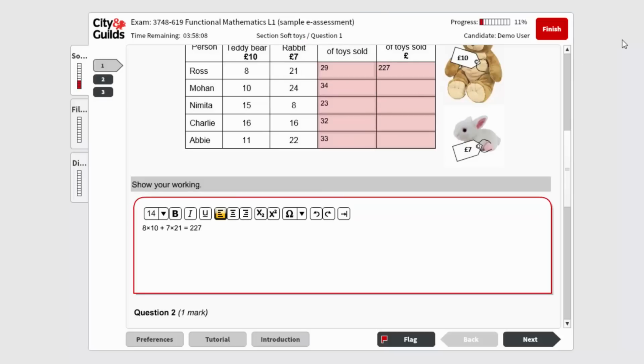So we're just going to look at all the rest of them as well. We've got 8 times 10, 10 times 10 is 100, 24 times 7 is going to give you 168, so it's 268. We've then got 15 times 10, which is 150, 8 times 7, which is 56, so we're going to have 206.